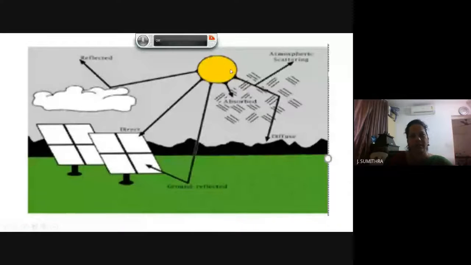Now coming to the types of solar radiation. Based on the direction in which it reaches the earth, it is of three different types: direct radiation or beam radiation, diffuse radiation, and the last one is total or global radiation, which is nothing but the sum of direct and diffuse radiation. So this picture clearly shows you how this happens.